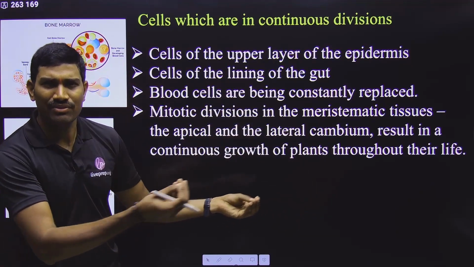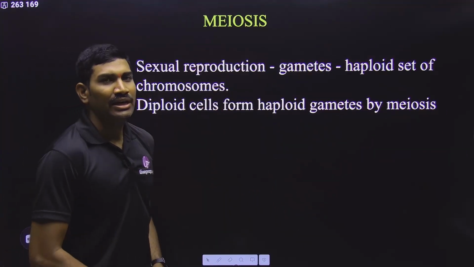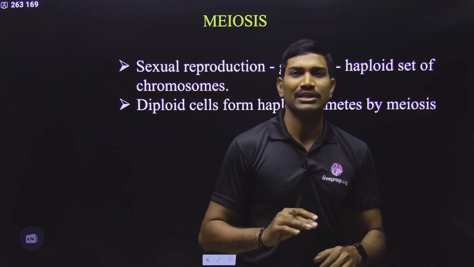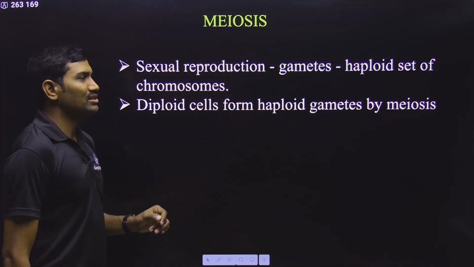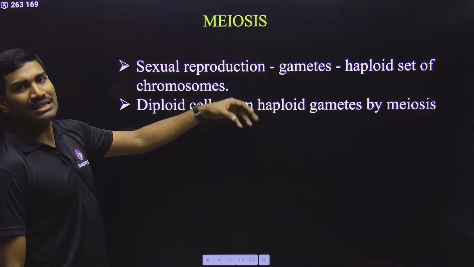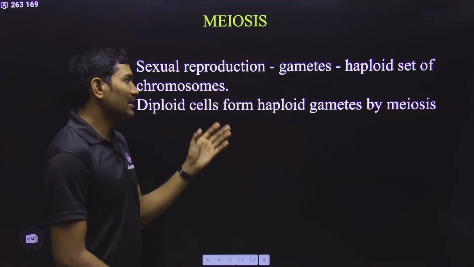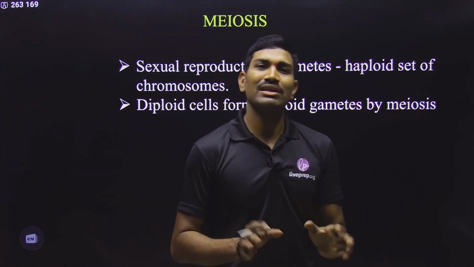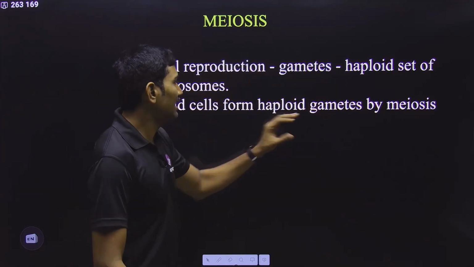So this is some basic information. I don't need to spend much time on this. And with this, the mitosis concept is completed. Now we are going into the meiosis concept. This generally occurs in sexually reproducing organisms, generally for the formation of gametes.